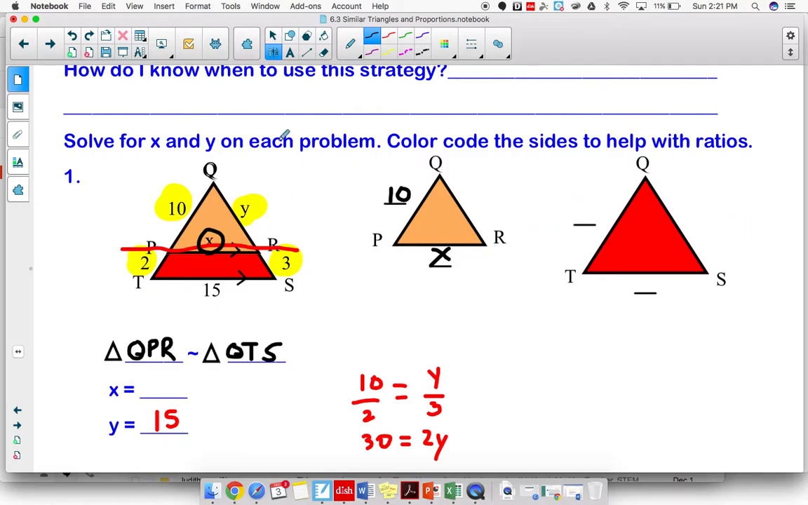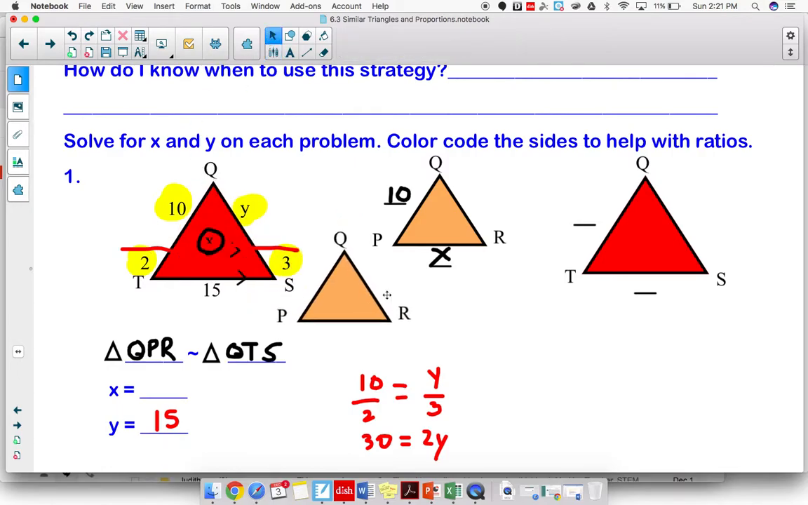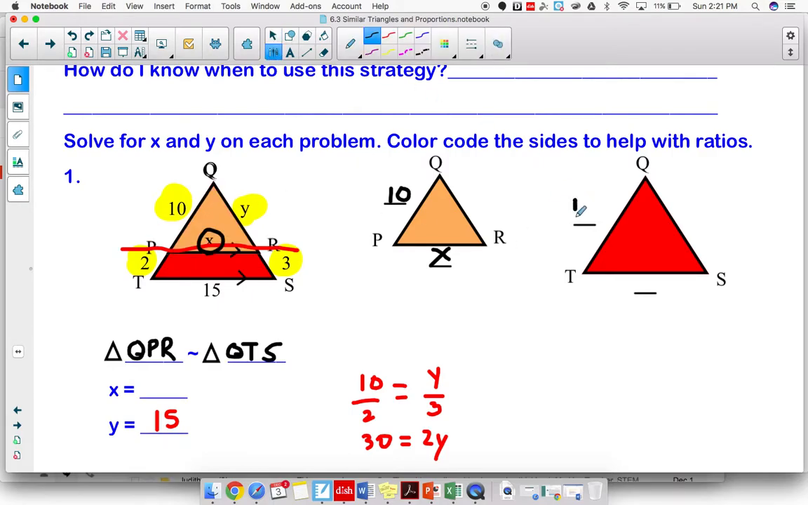All right, on to the big triangle. The red triangle, if I get rid of this orange one, we can kind of see that from T to Q is 2 plus 10 more, which is a total of 12 on that left edge. And then the bottom edge of the red triangle is 15. Okay, that's the hardest part. Now that you have that set up, all we have to do is match the corresponding side. So I'm going to match the left sides up with one color. And then I'm going to highlight the bottom sides with a different color.